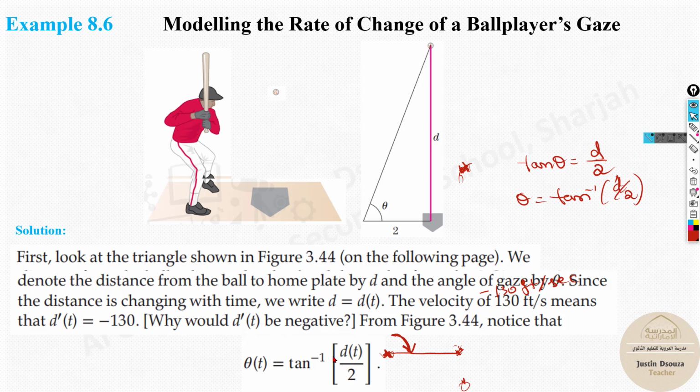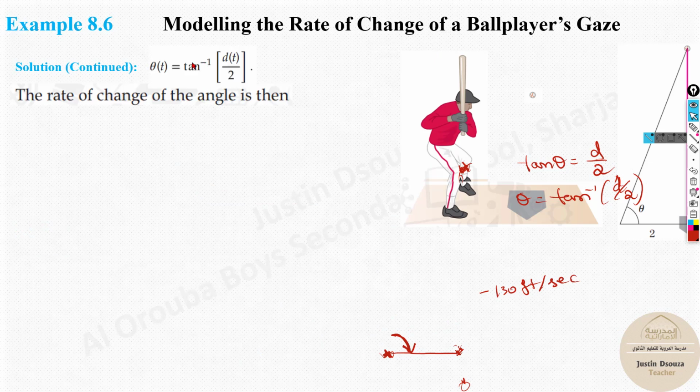This is the d. Now d with respect to time over here, why? Because that is basically the displacement. Now when we derive this, we are going to get d dash, that is the velocity. Now over here, look here, theta is given. Theta is tan inverse d by 2, that is the distance over here. And we know the tan inverse formula.